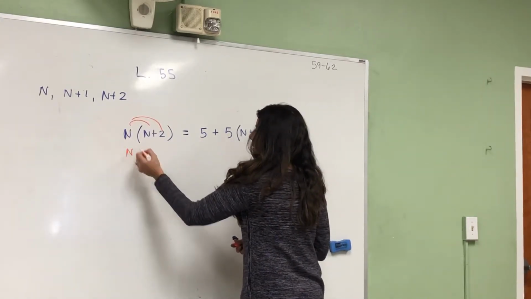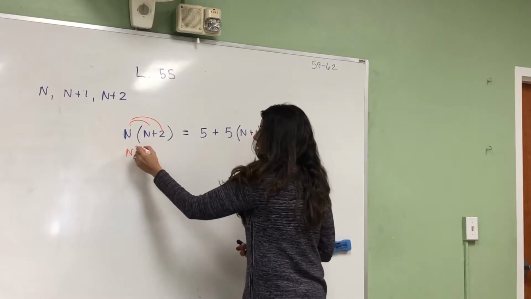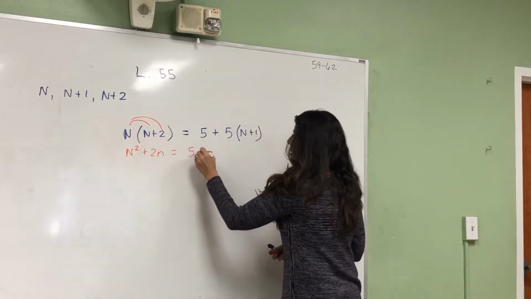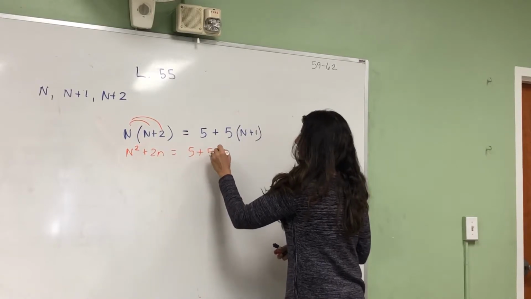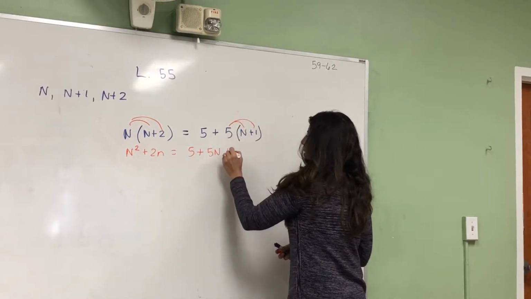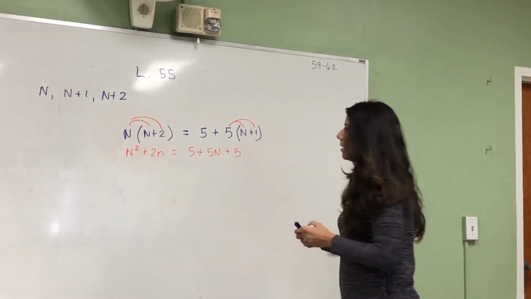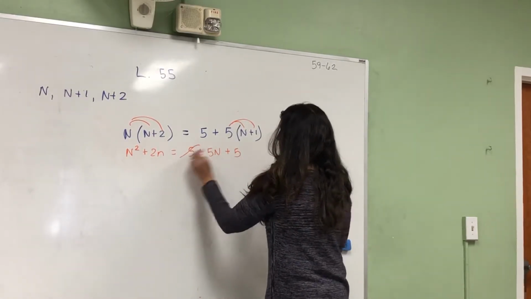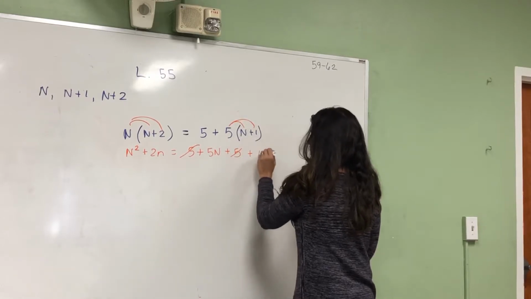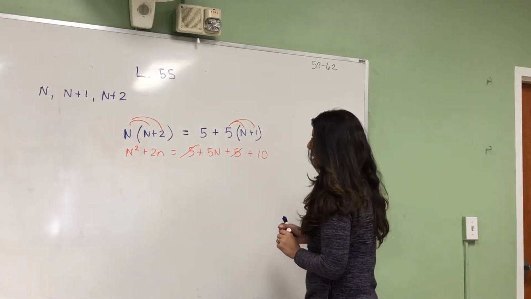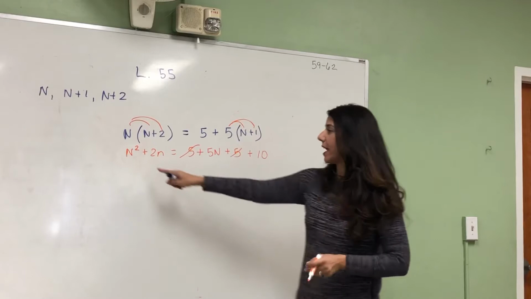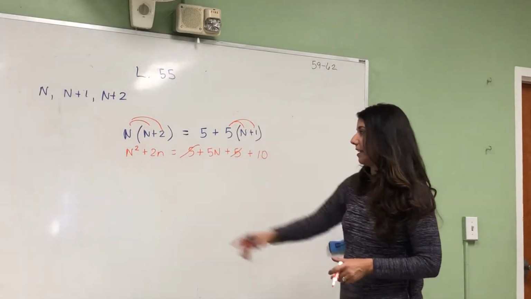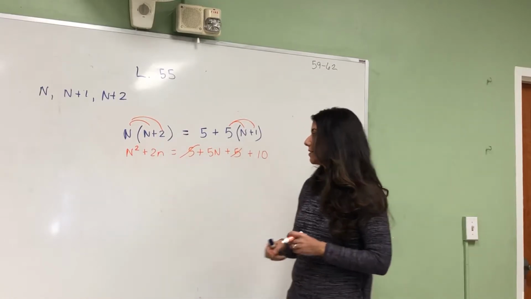Distribute. Distribute, and we get n times n is n squared plus 2n equals 5 times n plus 1, which is 5n plus 5. Combine like terms, right? This becomes 10. Anything else we can combine? No, you notice we have n squared. So that's going to be n and n. So that's going to be fun.